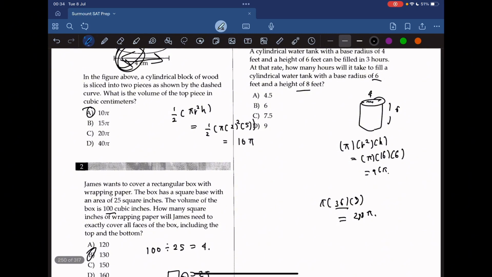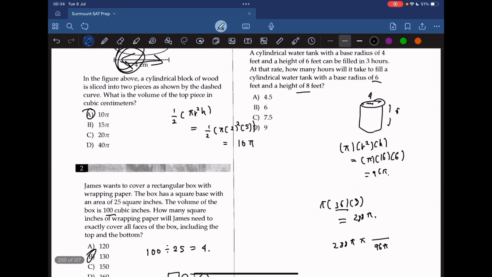So now we can use the first tank information as a conversion factor. We have 288 pi times a fraction, where the denominator is the 96 pi, which is the volume, and the numerator will be how many hours it took to fill that tank, which is 3 hours. Now we can just put this in a calculator, and we should be getting 9 hours. So the answer is D.